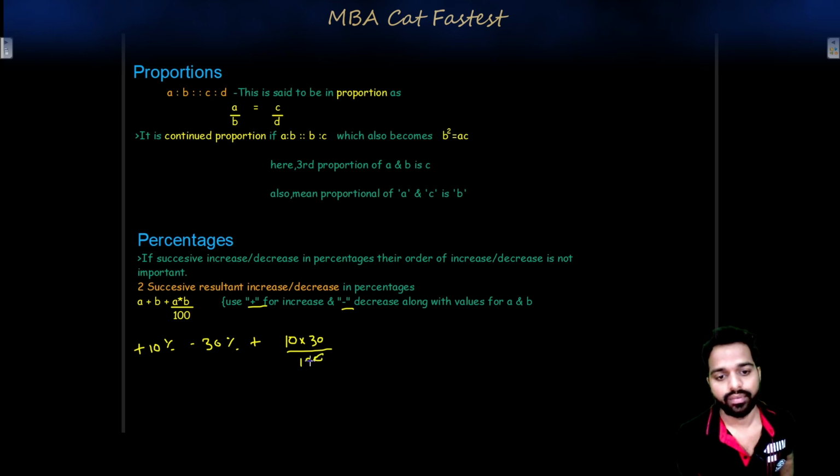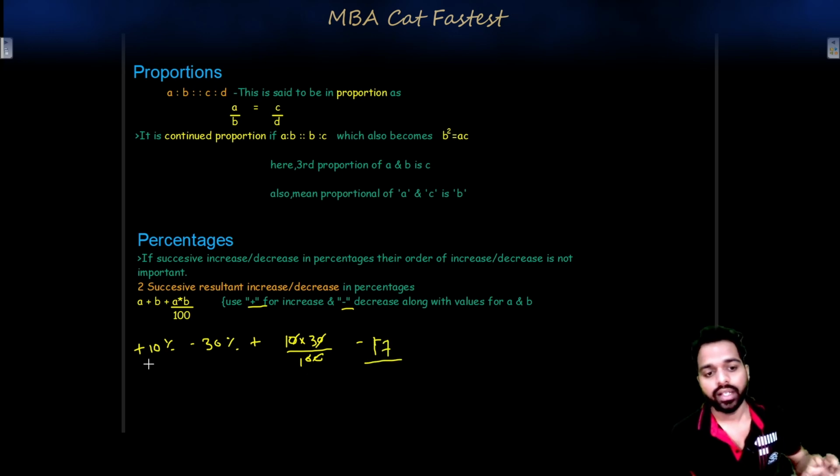This will become minus 20 plus 3. It becomes minus 17. So there will be a decrease of 17% if you have a 10% increase and 30% decrease.